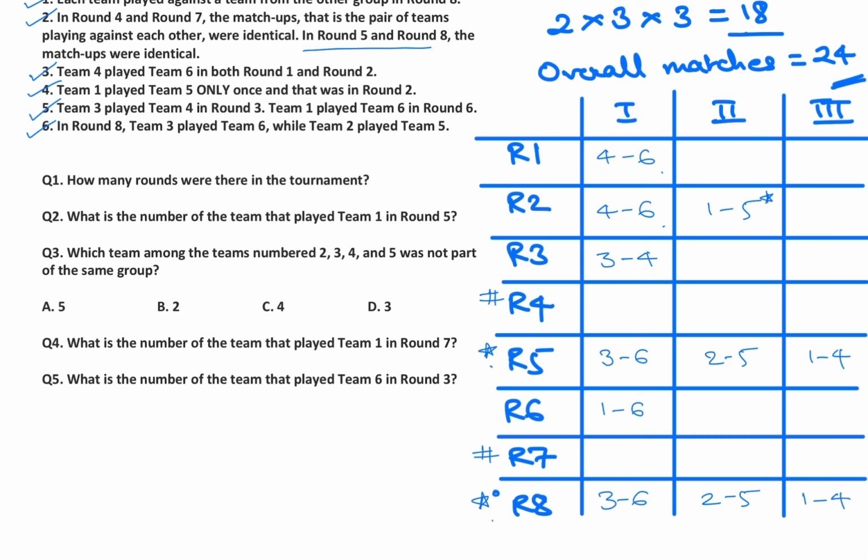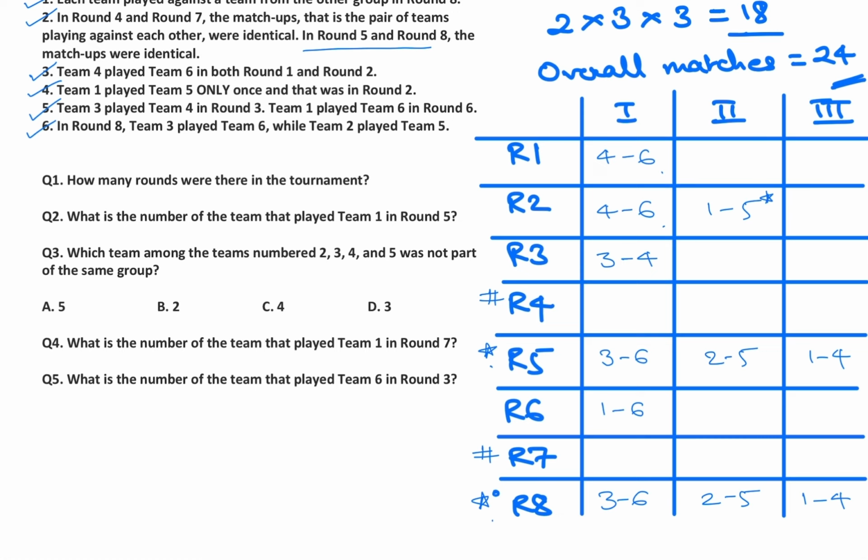Okay. So let's just tick off whatever data we have already taken in the table. I know that 4 and 6 have already played both of their games, so I can tick it off here. 3 and 4 have already played one of their games. Okay, so 3 and 4 goes. 1 and 5 have played their only game. 1 and 5 goes. 3 and 6 have played both of their games.